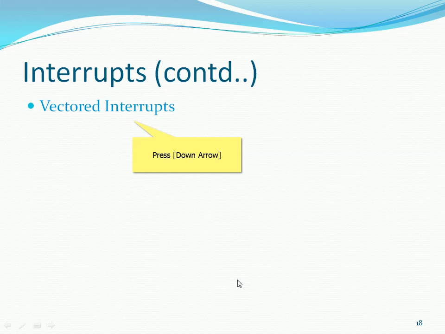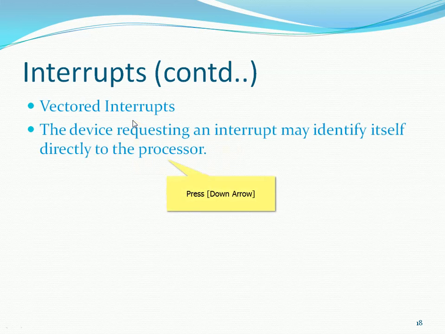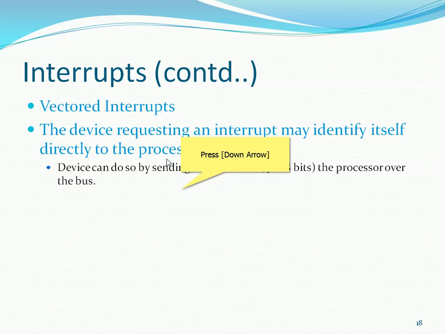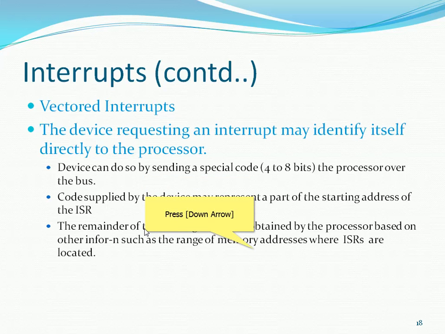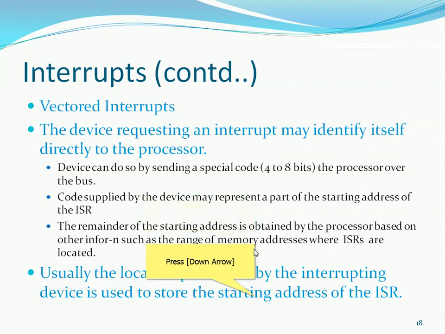It's quite difficult. The alternative is a vector interrupt, where the vectors we can store, and those addresses will be stored in a table. So those are called vector interrupts. The device requesting the interrupt may identify itself directly to the processor. The device can do so by sending a special code of 4 or 8 bits to the processor over the bus. This code supplied by the device may represent part of the starting address of the ISR. The remainder of the starting address is obtained by the processor based on other information, so where the ISR is located. Usually the location pointed to by the interrupting device is used to store the starting address of the ISR.